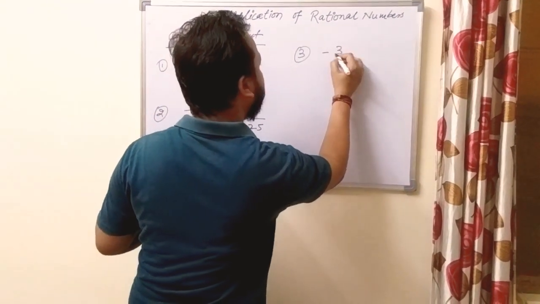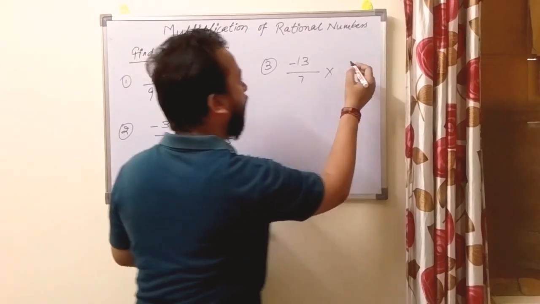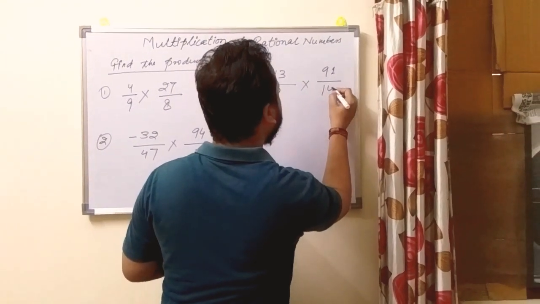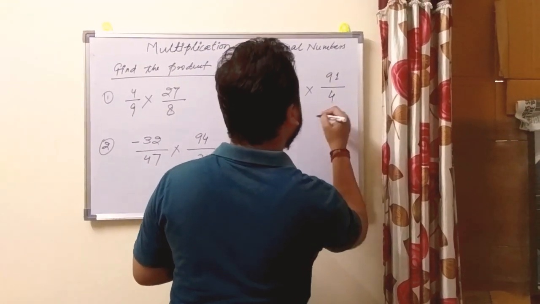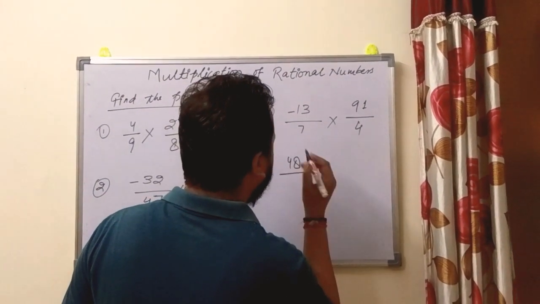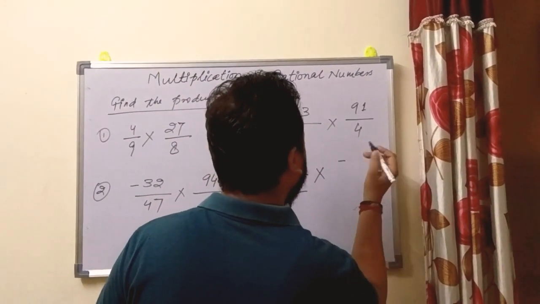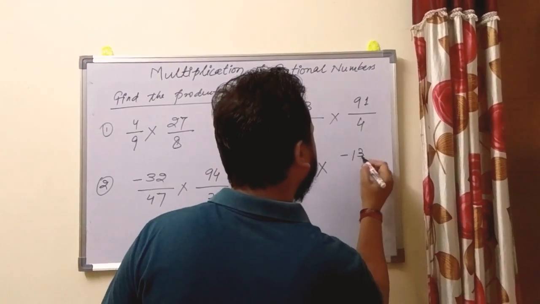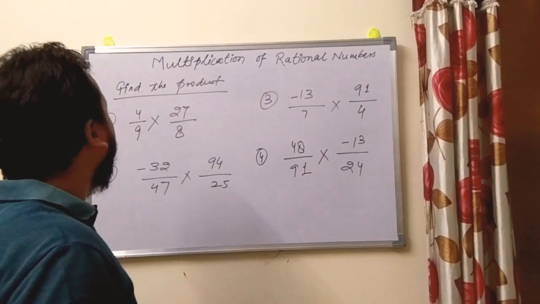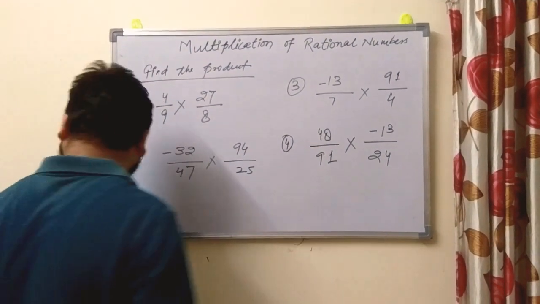Third is minus 13 upon 7 multiplied by 91 upon 4. Fourth one is 48 upon 91 multiplied by minus 13 upon 24. So these are the questions you have to solve and send me the answers.